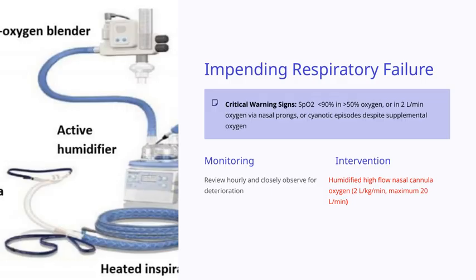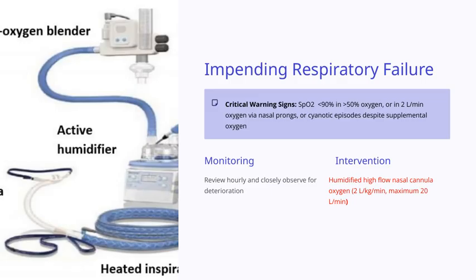When intervention is necessary, humidified high-flow nasal cannula oxygen can be very effective. We typically start at around 2 liters per kilogram per minute, with a maximum flow rate of 20 liters per minute. This approach helps improve oxygenation and reduces the work of breathing, giving us a better chance to stabilize the patient before more invasive measures are required.